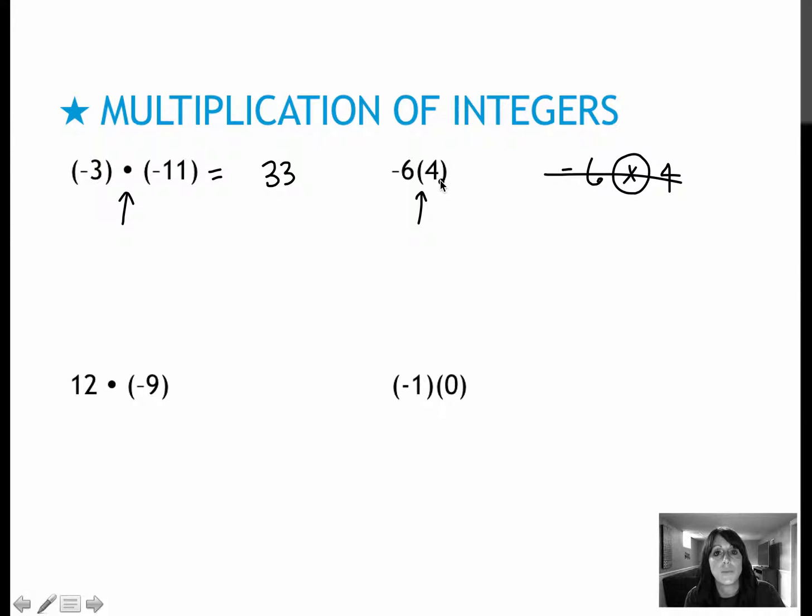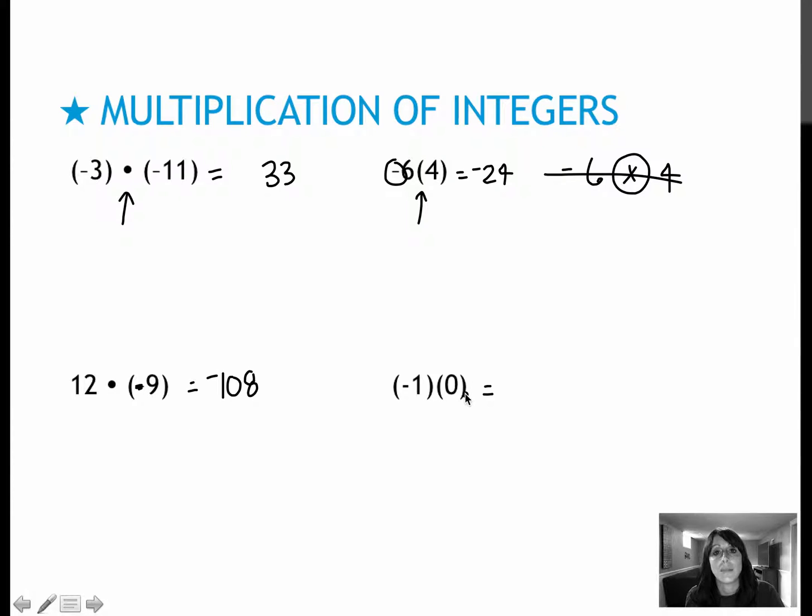-6 times positive 4. These two multiply to 24. I've got one negative, which means my answer is negative because it didn't match up with another negative to become positive. For my third, 12 times -9. Remember here I've got one negative and one positive, so I'm going to multiply these together to get 108, and then my answer will be negative because I just have the one negative.